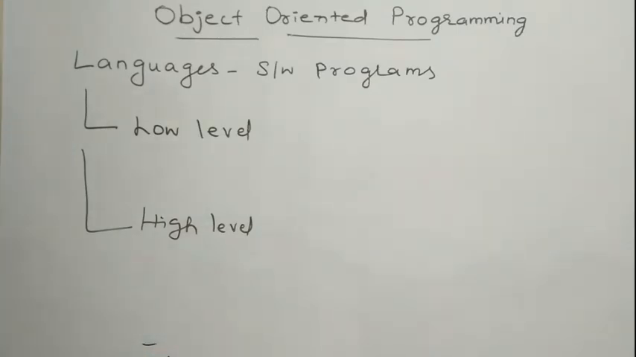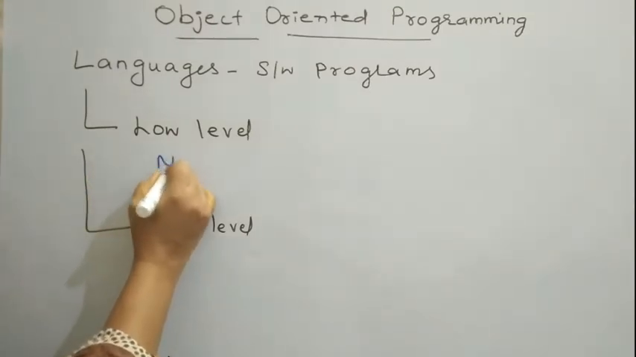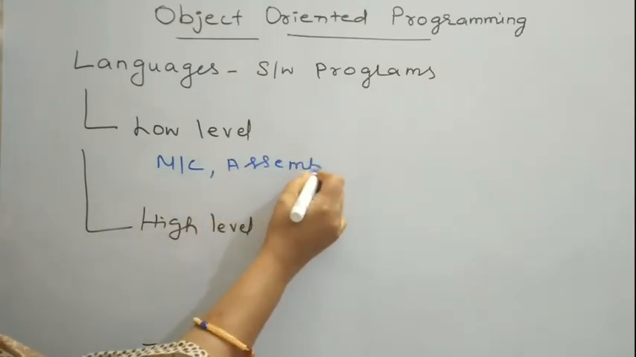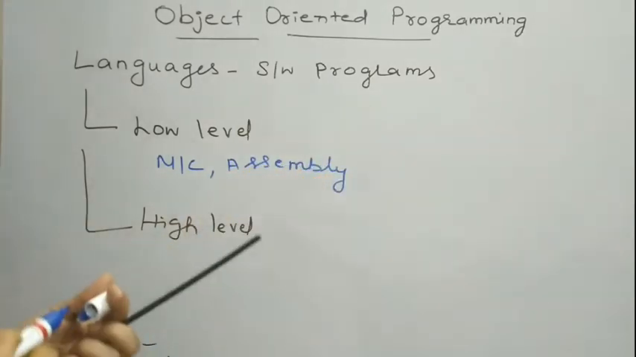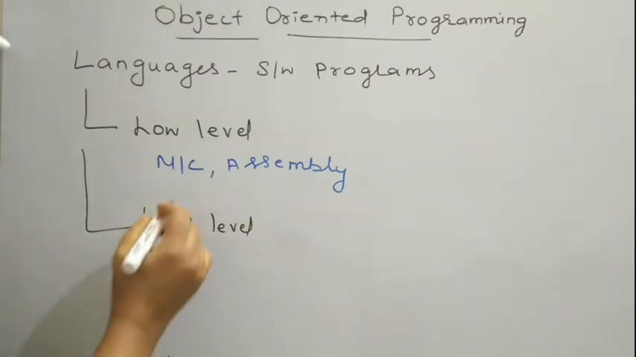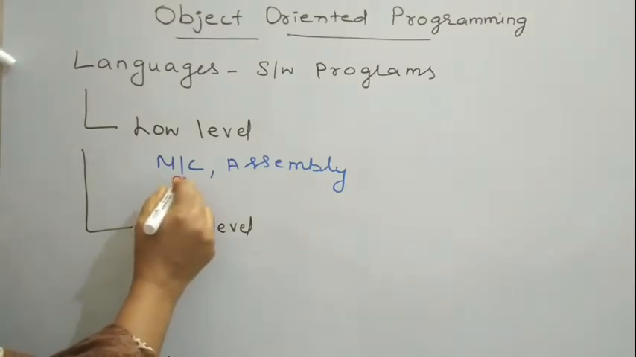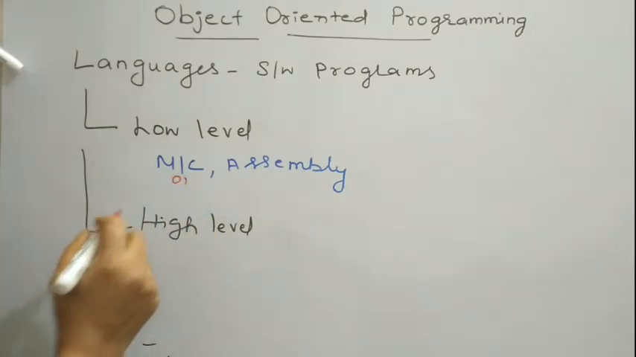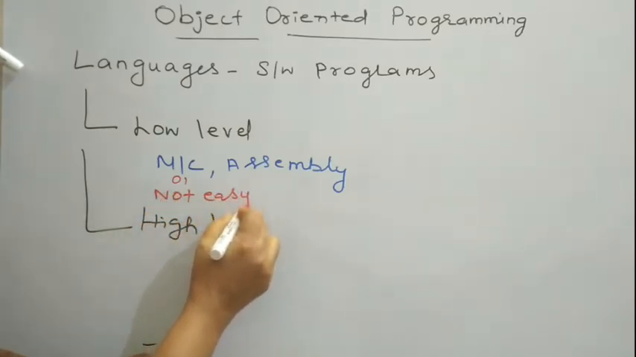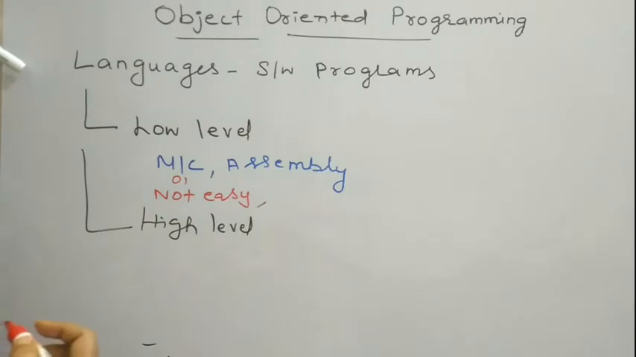What are the examples of low-level languages? What are their disadvantages and advantages? Machine code and assembly language codes are low-level languages. The disadvantage is that it is not easy to understand low-level language code. In machine language, instructions are written in terms of zeros and ones, which is not easy to understand. That is the major disadvantage.